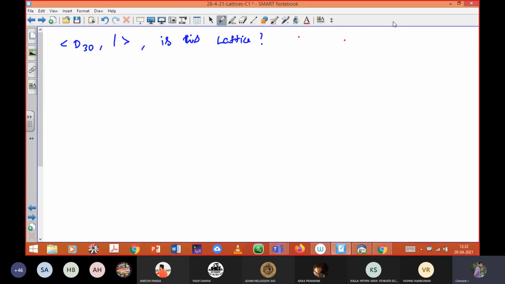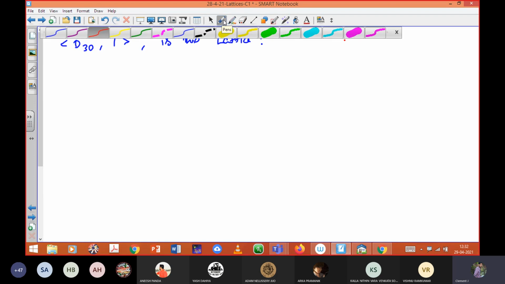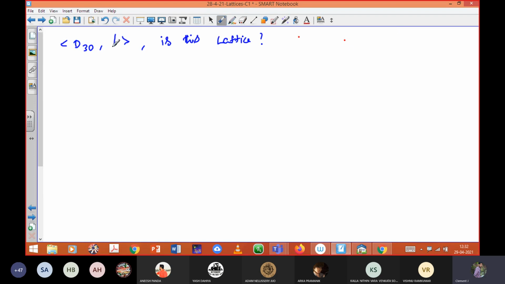Okay, let us enter into the next problem. Quickly, I can complete the session soon, just a maximum of 5 minutes. The next problem is D30 with the divisibility relation. Is this a lattice or not? That's the question. Here D30 means the divisors of 30.